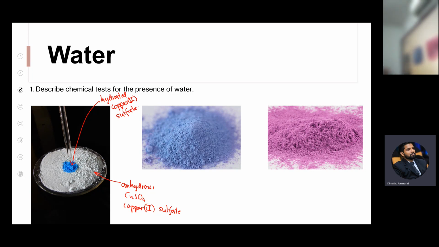On the other hand, there is another substance called cobalt 2 chloride. This is anhydrous cobalt 2 chloride. The anhydrous form of this is blue in color. And the hydrated form, when water is added, is pink in color. So blue doesn't mean that it should always be containing water.